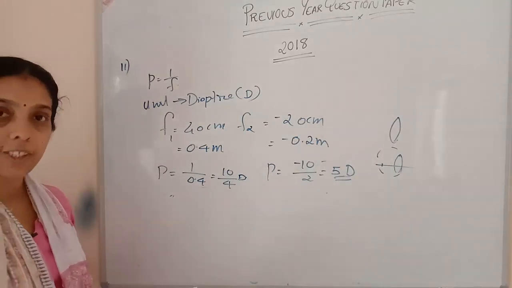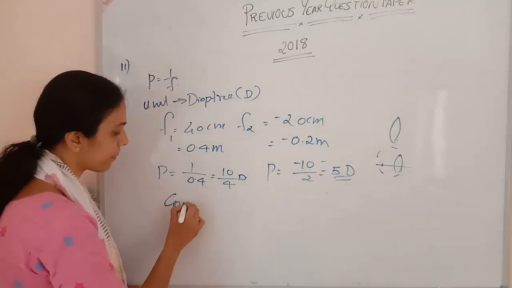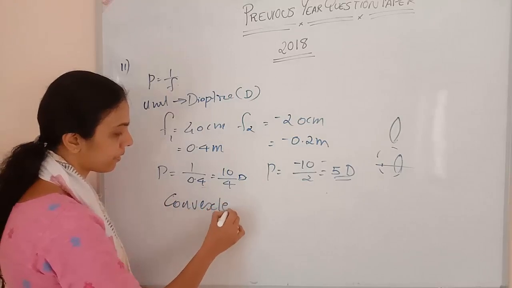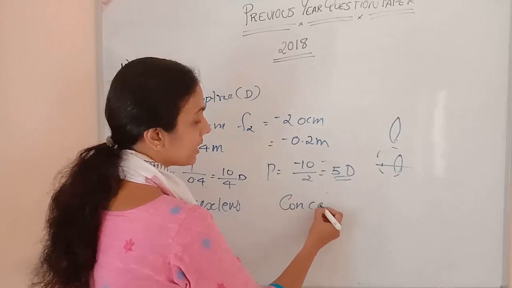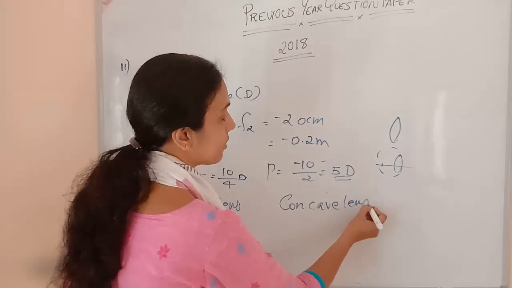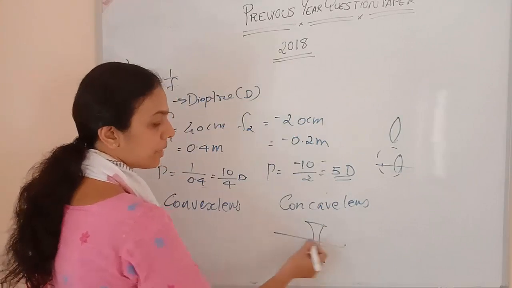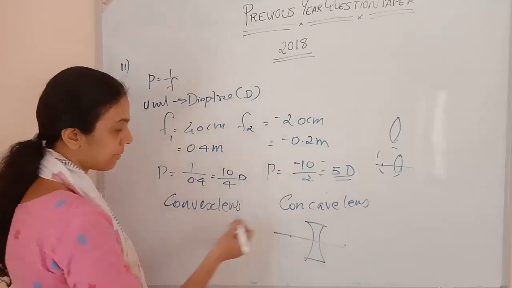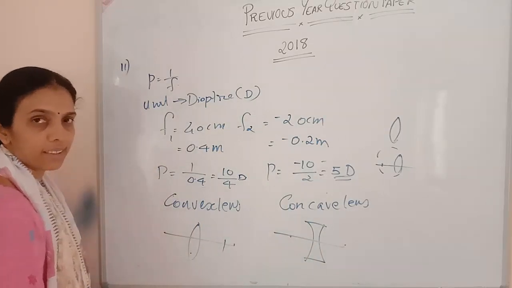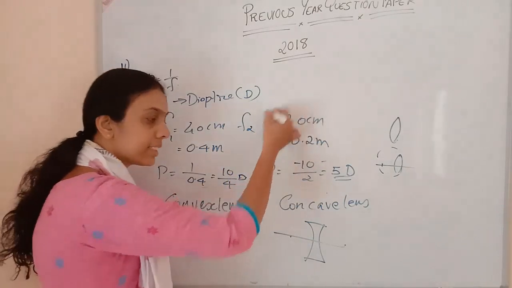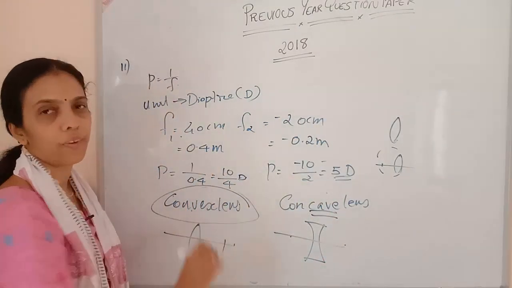If focal length is positive, we will be getting a convex lens. And if focal length is negative, we will be getting a concave lens. For concave lens, virtual images, right? This side only we will be getting the image. Convex lens means we will be getting the image at the other side. So focal length negative means it is a concave lens, focal length positive means it's a convex lens.